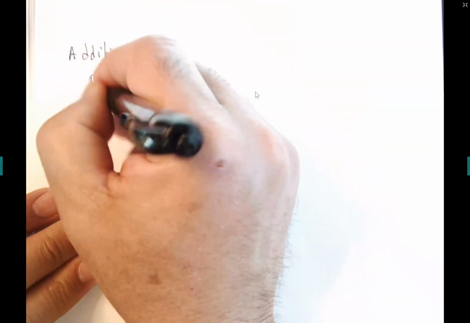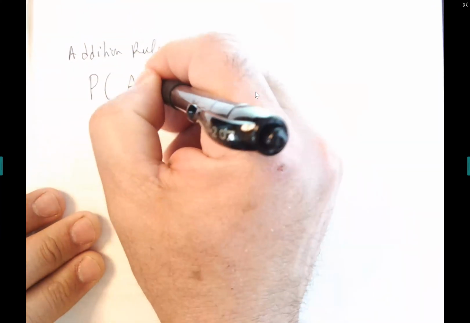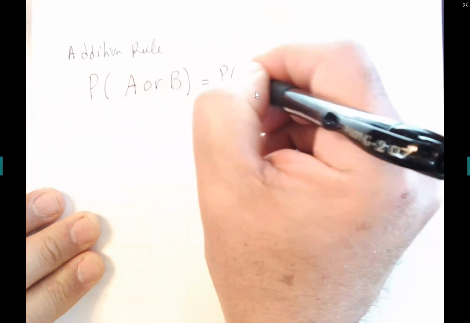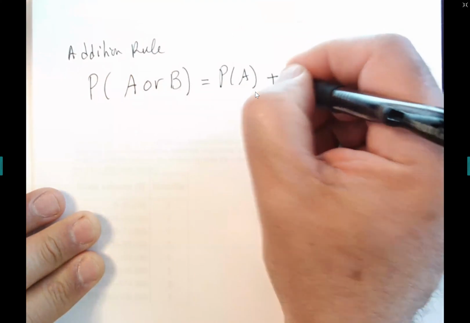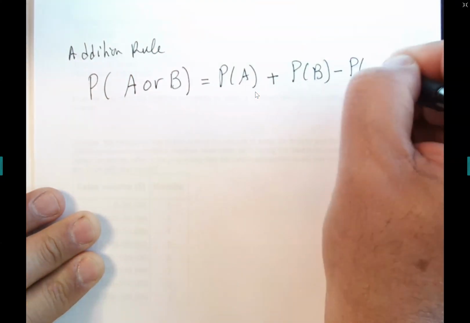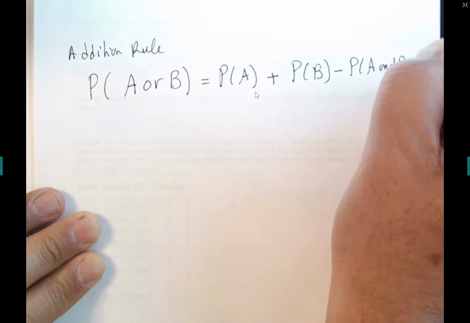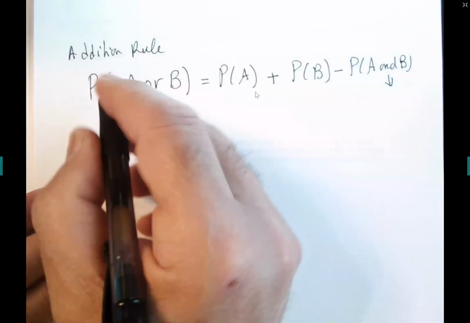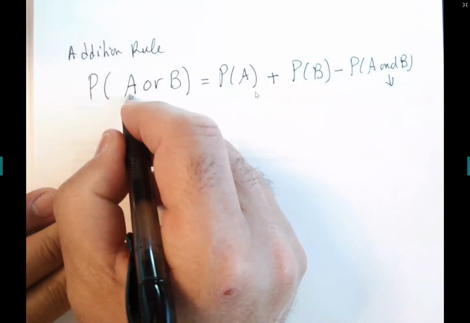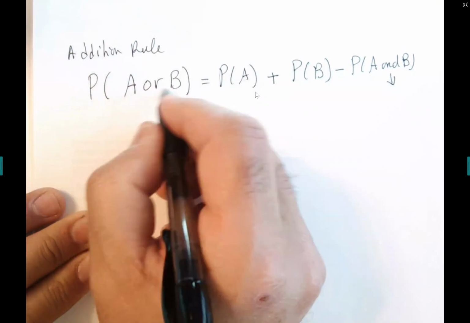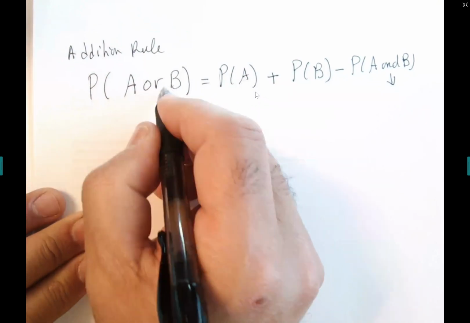If you want to find the probability of an event A or event B, you will do probability of A, then you do probability of B minus probability of A and B. And, guys, "and" means together. "Or" means if you get A, you win. If you get B, you win. You don't have to get both in order to win. So that's what "or" means.